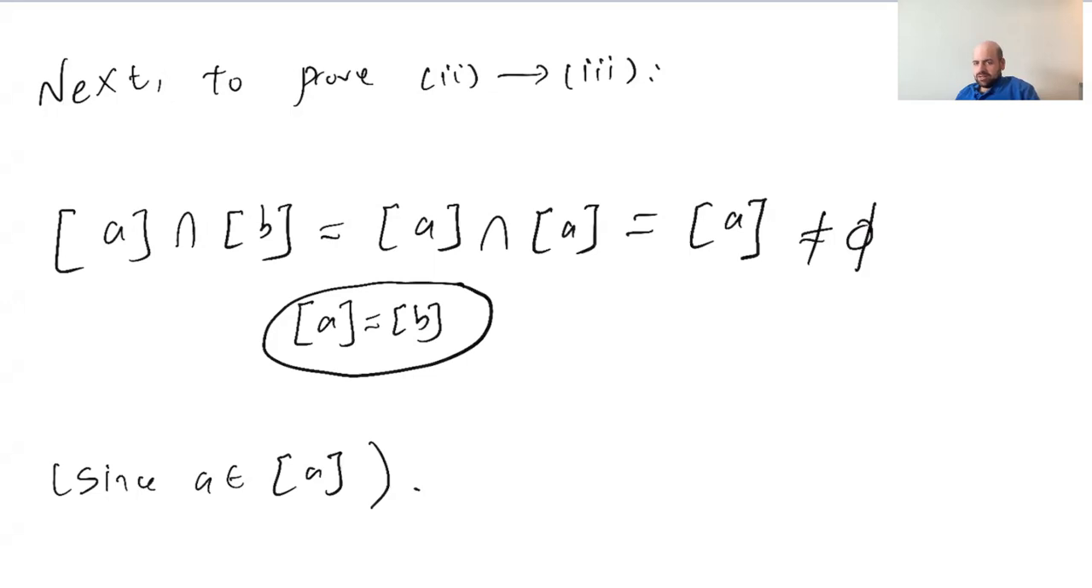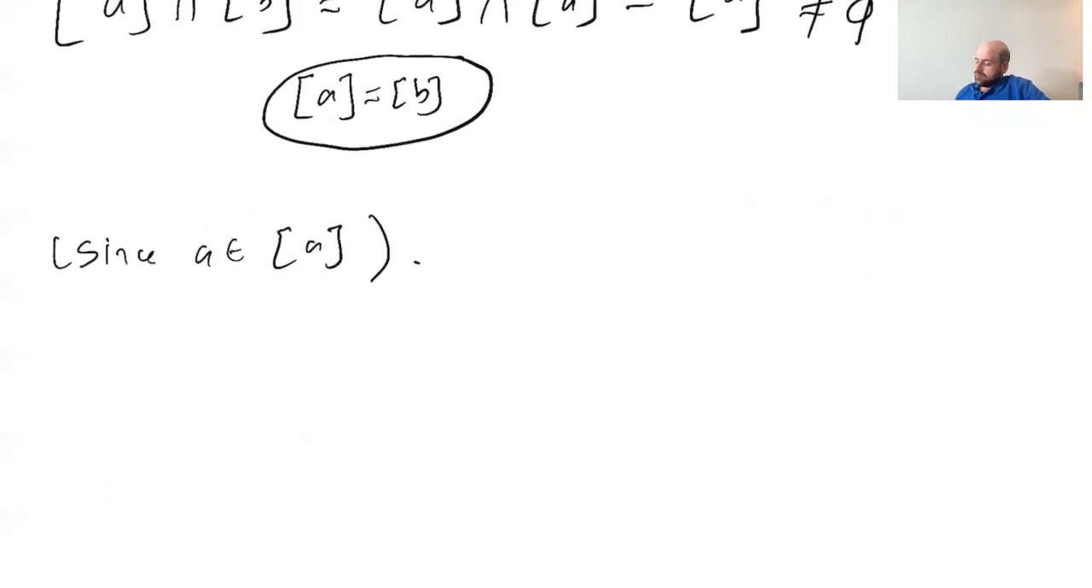Why? Because the relation is reflexive. Remember, I'm assuming that the relation is an equivalence relation, so it's reflexive, and therefore A is in relation with itself. And well, if this equivalence class at least contains A, therefore it will be non-empty. Okay, now, so this is 2 to 3.